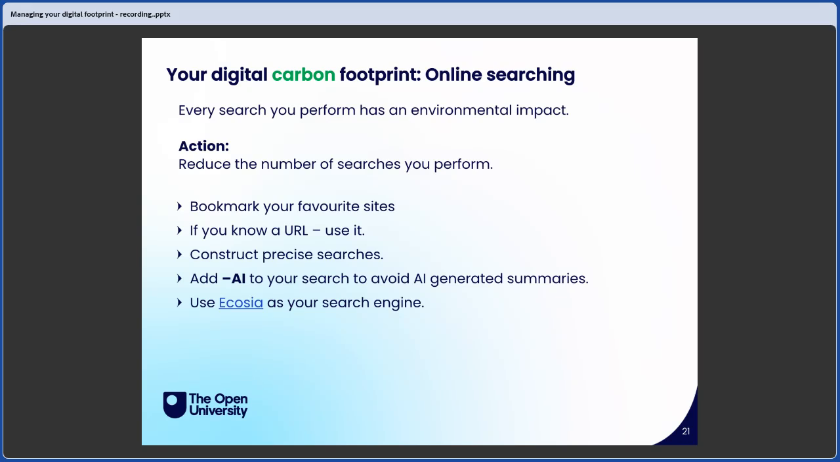Bookmark sites that you visit regularly rather than repeatedly searching for them. If you know the URL of a site, use it. Typing the URL or web address uses about 35% less energy than performing a search. Make sure any search that you do perform is really precise. This will reduce the number of searches you need to perform. You might want to add -AI to your search to avoid getting the automatic AI generated summaries of your search results.